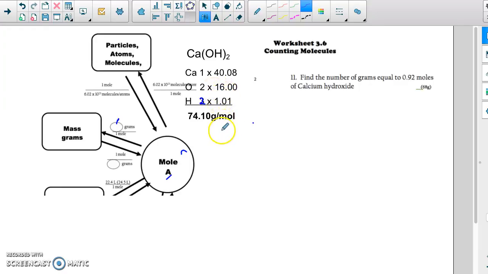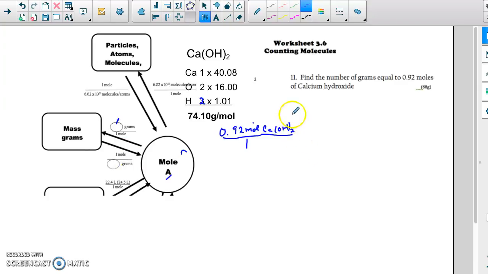So when you start any problem, always start with the number they give you and write that over 1. So I have 1 mole of calcium hydroxide, and you don't have to put the calcium hydroxide in the question, but I like to. I think it helps kind of down the road. So on my diagram, I'm going to go from mole out to mass.